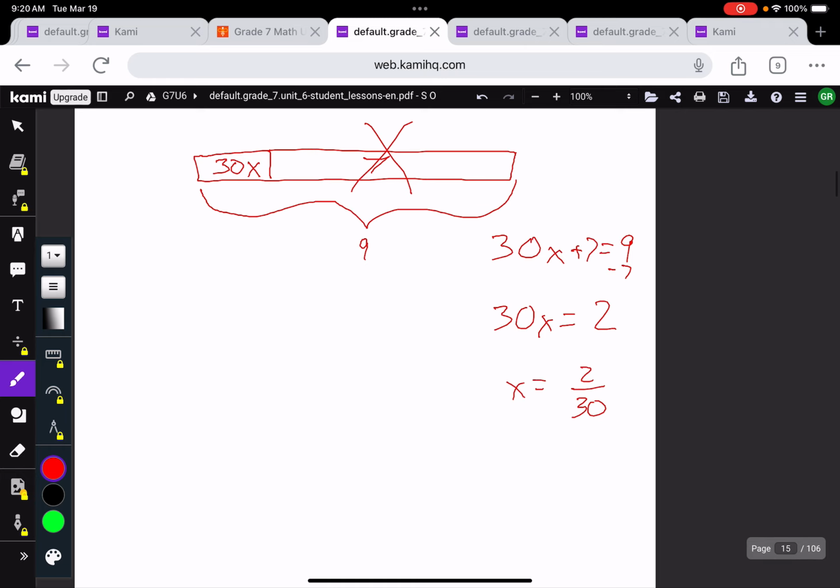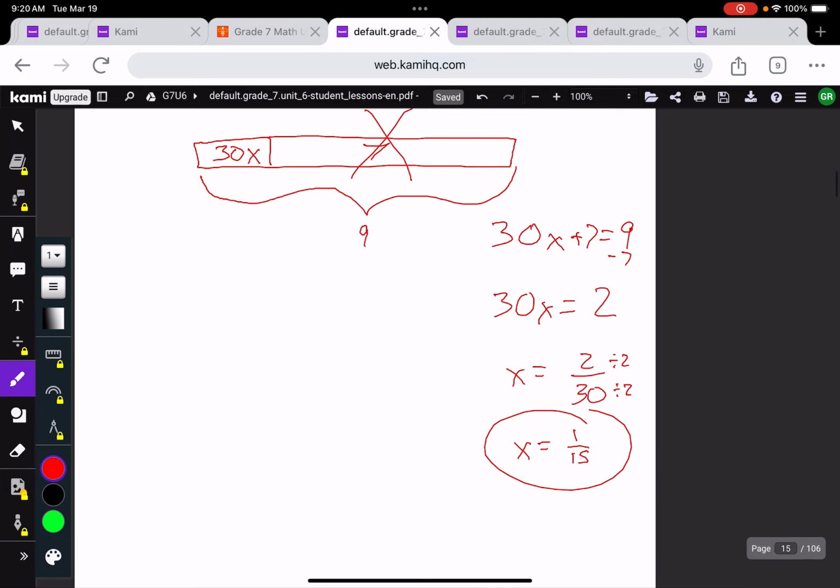You could leave it like that, or we could simplify this since both the denominator and the numerator can be divided by 2. But what does that mean? 1/15. 30 students, x stands for what? What does that mean? Well, that's the amount, or we could say each student gets 1/15 of a pan.